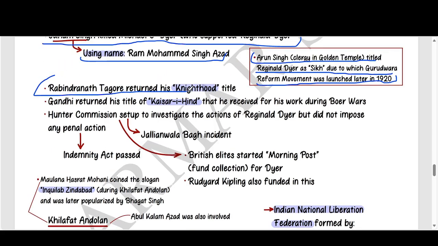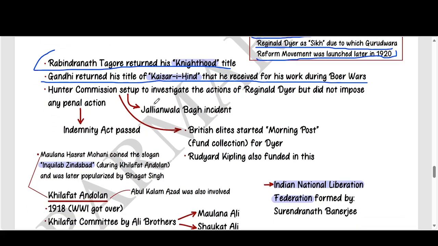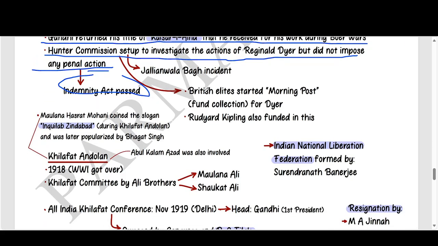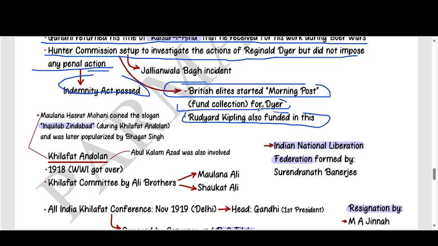Rabindranath Tagore returned his knighthood title. Gandhi returned his title Kaiser-i-Hind, which he had received for his work. The Hunter Commission attempted to examine the actions of Reginald Dyer but did not impose any final punishment for the Jallianwala Bagh incident. British supporters started a collection for Dyer through the Morning Post. Rudyard Kipling also funded this.